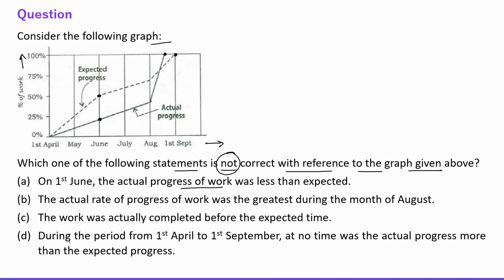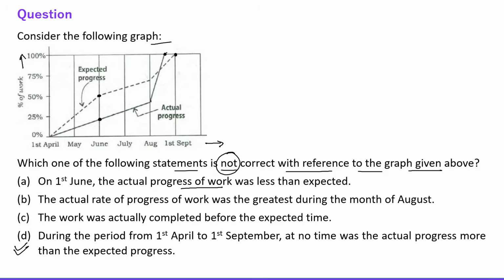And D option, during the period from 1st April to 1st September, at no time was the actual progress more than the expected progress. No, this is not correct. The reason is, in the month of August, the actual progress is more than the expected progress. Okay, so this is the correct answer. D option will be the right choice.